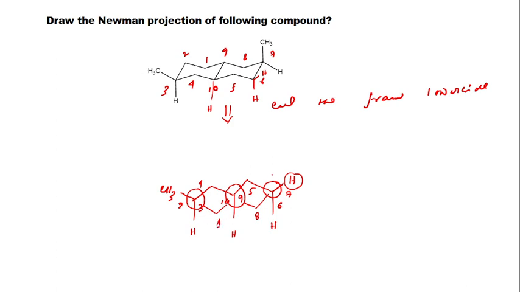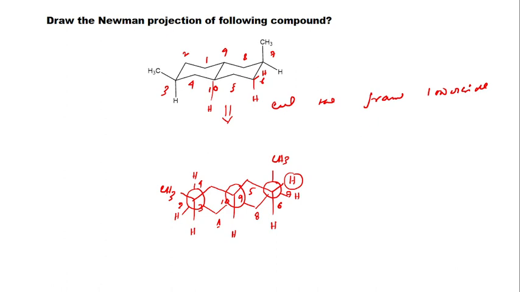Then I will add the other substituent, and just I will add that. This is the very simple approach. If any complex thing is given, you can easily do that. So this is the easiest approach to draw the Newman projection. Now it is ready.